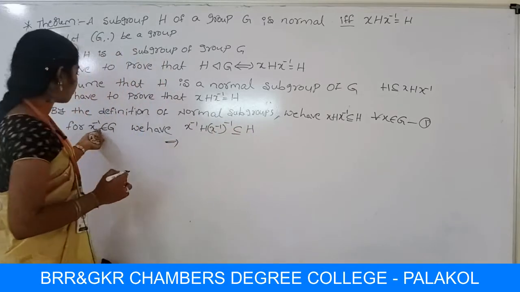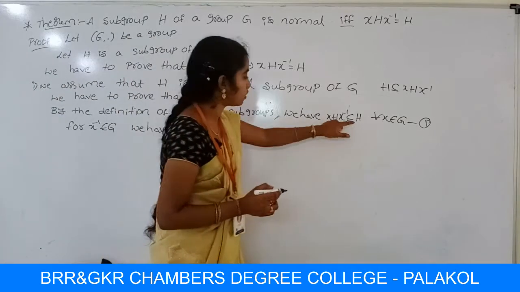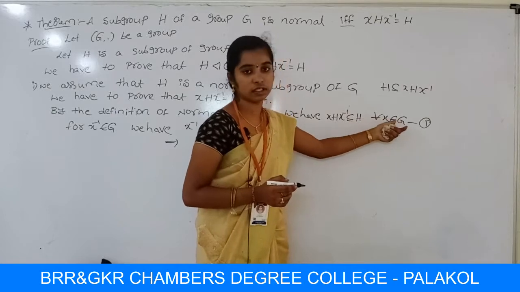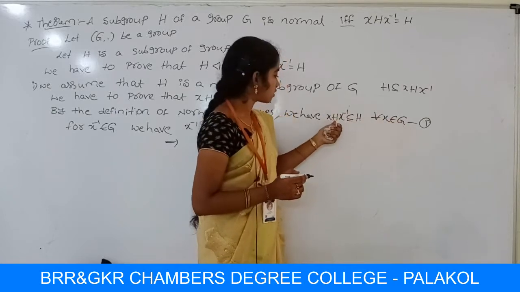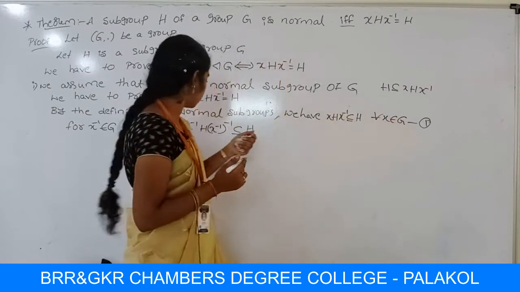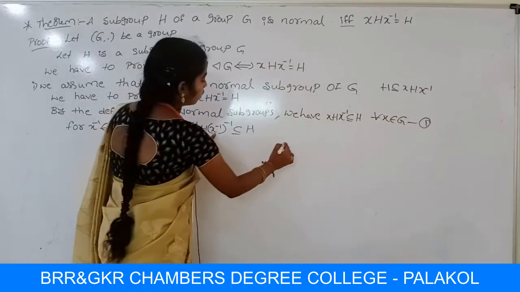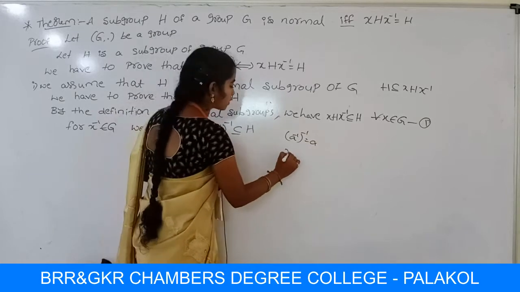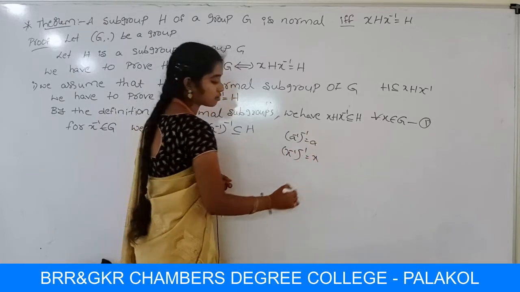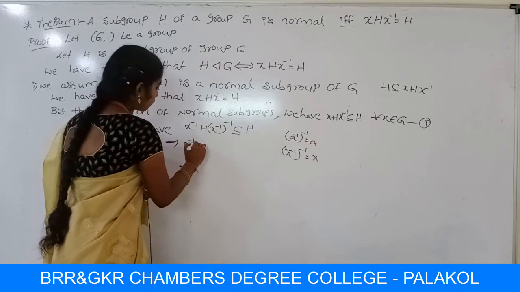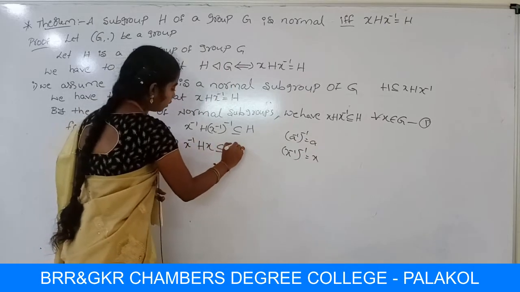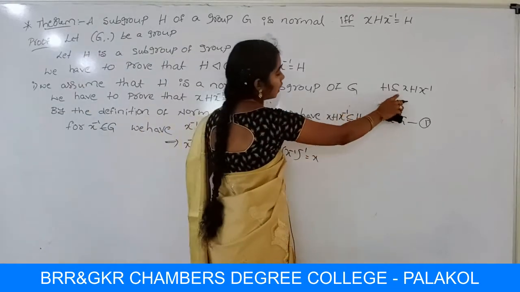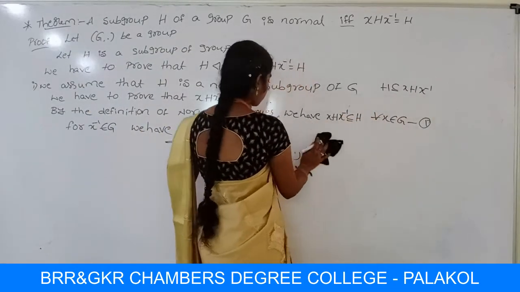So for X inverse belongs to H, X belongs to Z means XH X inverse is contained in H. So X inverse belongs to Z. So that means (X inverse H X inverse) whole inverse. Already you know that (A inverse) whole inverse can be written as A. So (X inverse) whole inverse can be written as X. So X inverse H X is contained in H. So we have to prove H contains XH X inverse.